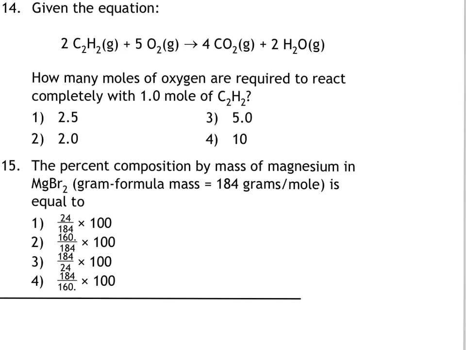But we want to know how many moles of oxygen, or X, is required to react completely with 1 mole of ethine. So we're changing the scenario from 2 moles of ethine to 1 mole of ethine. So our proportion becomes 1 over 2 is x over 5, or 2x is 5, and x is 2.5 moles. So that's why my best answer is choice 1.